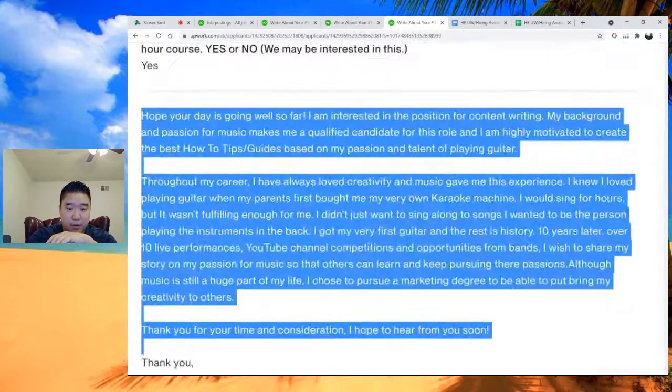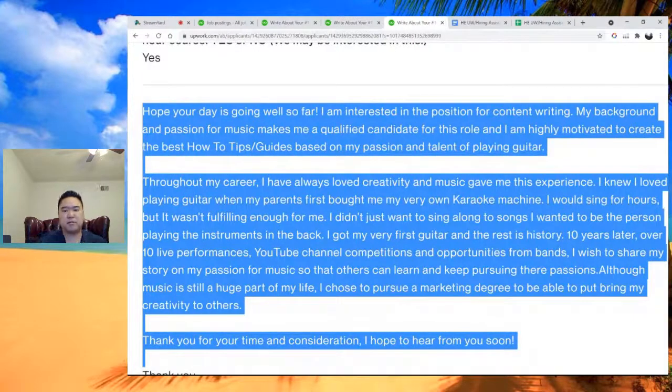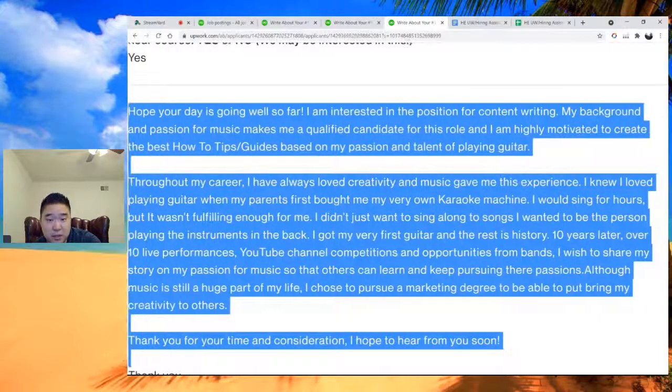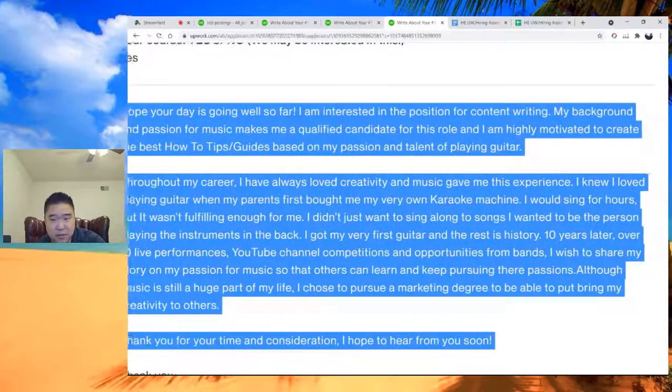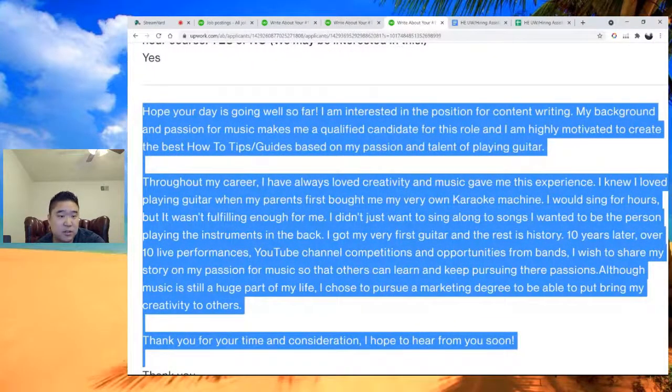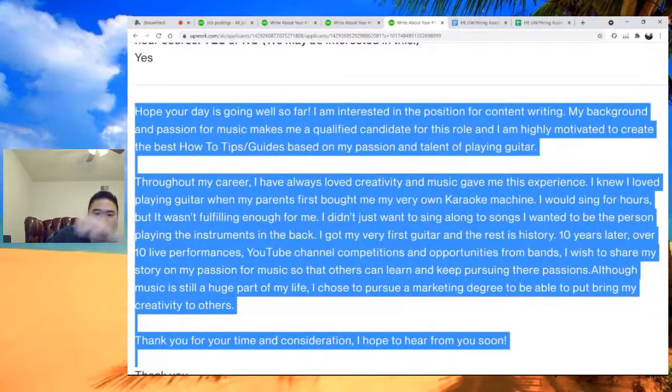Throughout my career, I have always loved creativity and music, and it gave me this experience. I know I loved playing guitar when my parents first bought me my own karaoke machine. I would sing for hours. It was fulfilling enough for me. I didn't just want to sing along to songs. I wanted to be the person playing the instruments. I got my very first guitar, and the rest is history. Ten years later, I'm sharing my passion for music so that others can learn. Over 10 live performances, a YouTube channel, competitions, and opportunities from bands. I wish to share my story of my passion for music so that others can learn and keep pursuing their passions. Although music is still a huge part of my life, I chose to pursue a marketing degree.